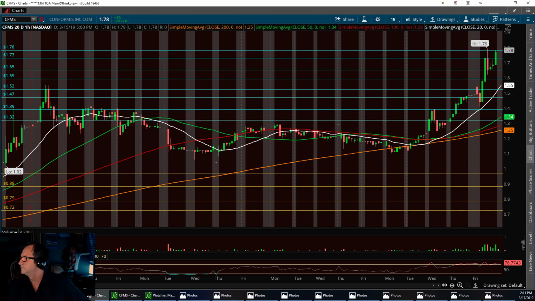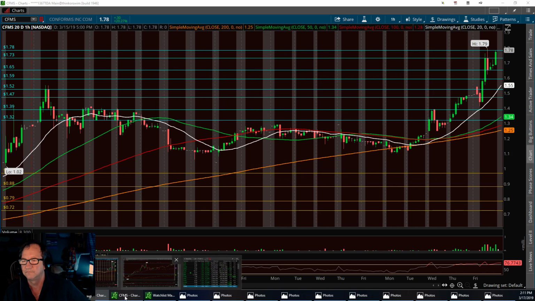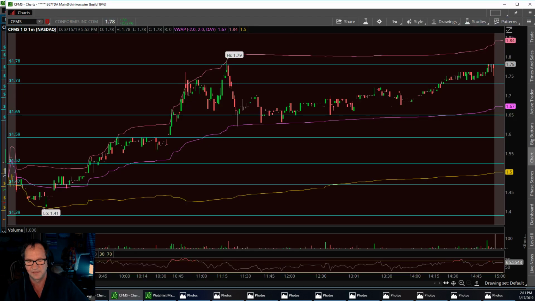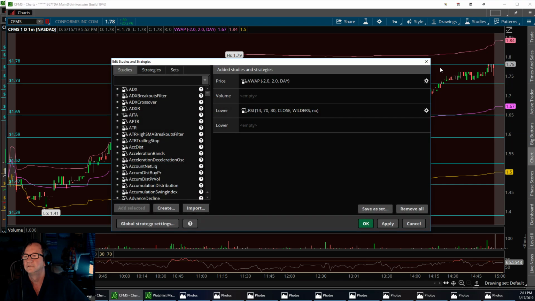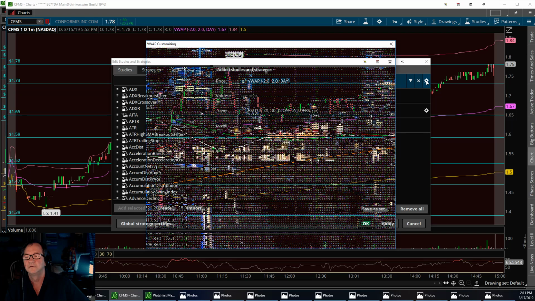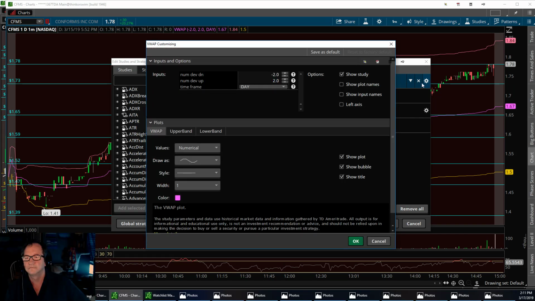Does anyone have a question? What are my VWAP settings? They're set at the natural VWAP setting. We can look at it. We'll go here to studies, edit studies. Computer's acting a little strange here right now. So these are my settings that I have on it right now. I have the -2 and the +2. So those are my VWAP settings. I hope that answers your question. But it's usually just the natural setup that you get on the Thinkorswim platform.